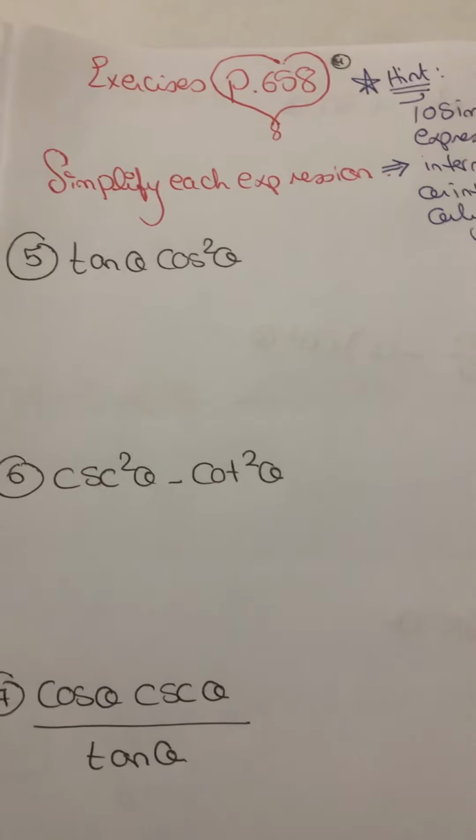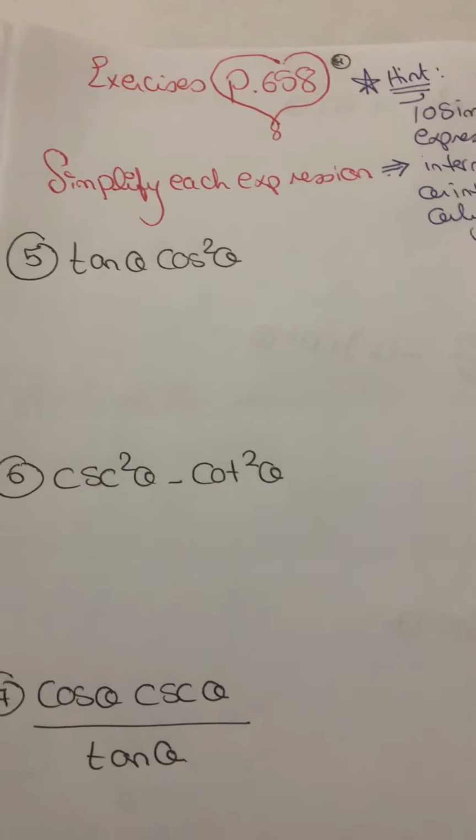Can I do anything else? I cannot. Never change from sine and cosine to cotan and tan and cosec and sec. Simplifying means returning them to sine and cosine, okay, and not the opposite. So this is the answer of question number 5.